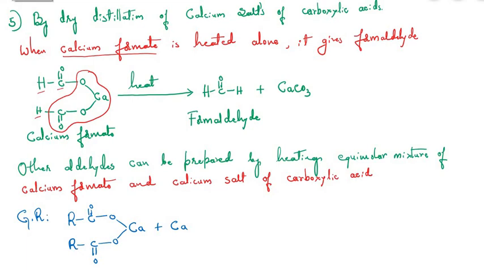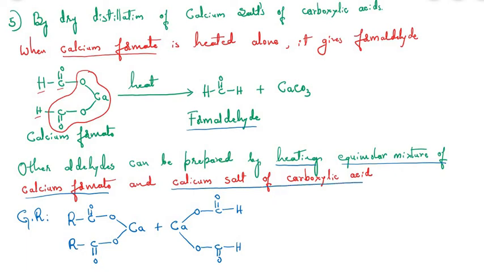Other aldehydes can be prepared. In the earlier example we prepared only formaldehyde, but if you want to prepare an aldehyde other than formaldehyde, then we have to heat an equimolar mixture of calcium formate. So calcium formate, I'm going to write it here Ca, then followed by O, again here also O, then followed by C double bond O and H. So this becomes calcium formate. And a calcium salt of carboxylic acid, which I have written here. I don't know what R is. It can be any alkyl group, so that part is called the calcium salt of carboxylic acid.